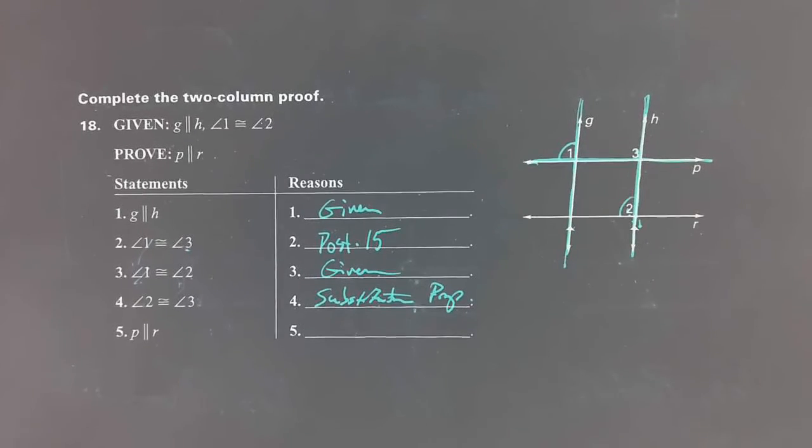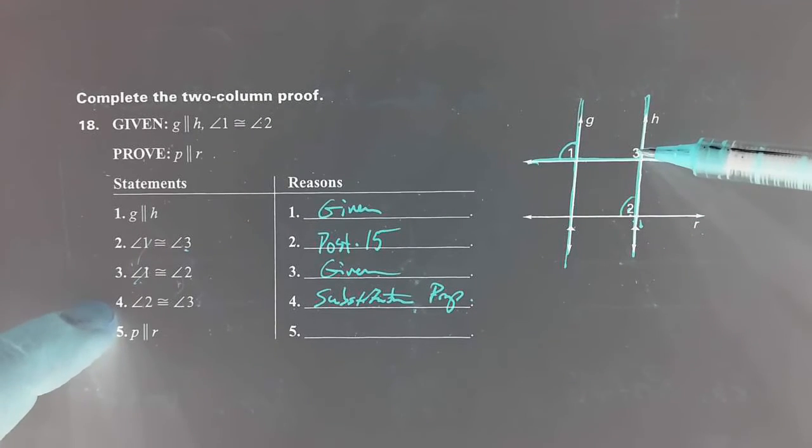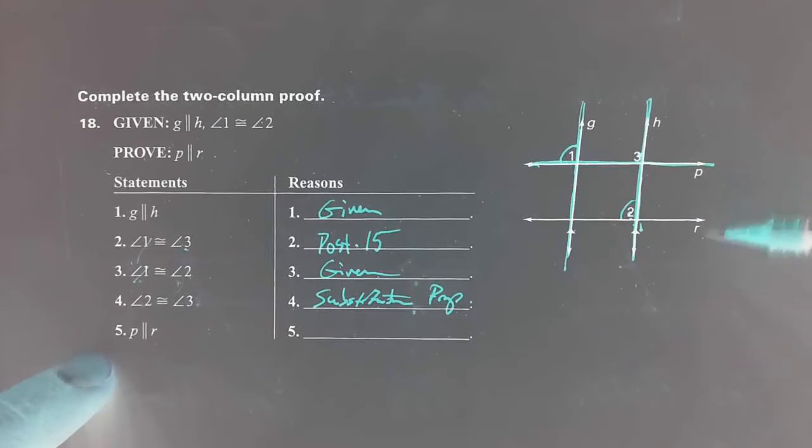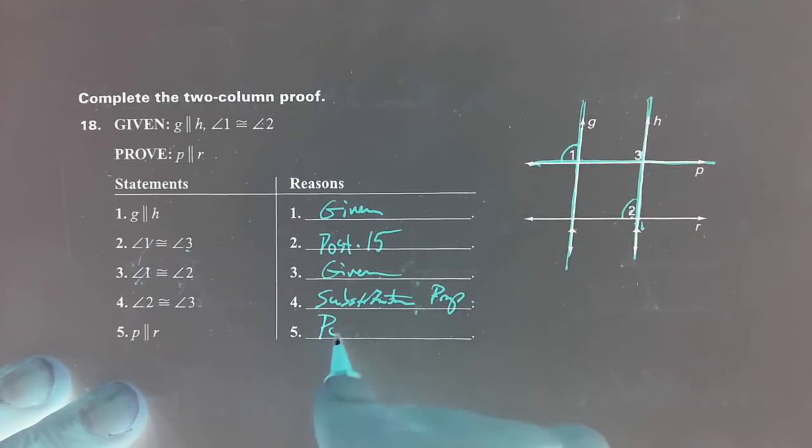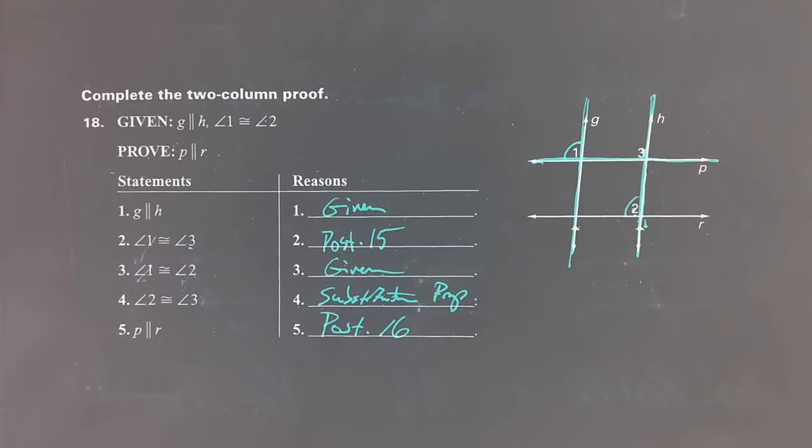Now, because 2 is congruent to 3, we just proved that. Now we can say that P is parallel to R by what postulate or theorem? That's the one that we learned today. Now that we know those angles are congruent, we can say those lines are parallel. It's going to be up there. Mine's theorem 3.7.